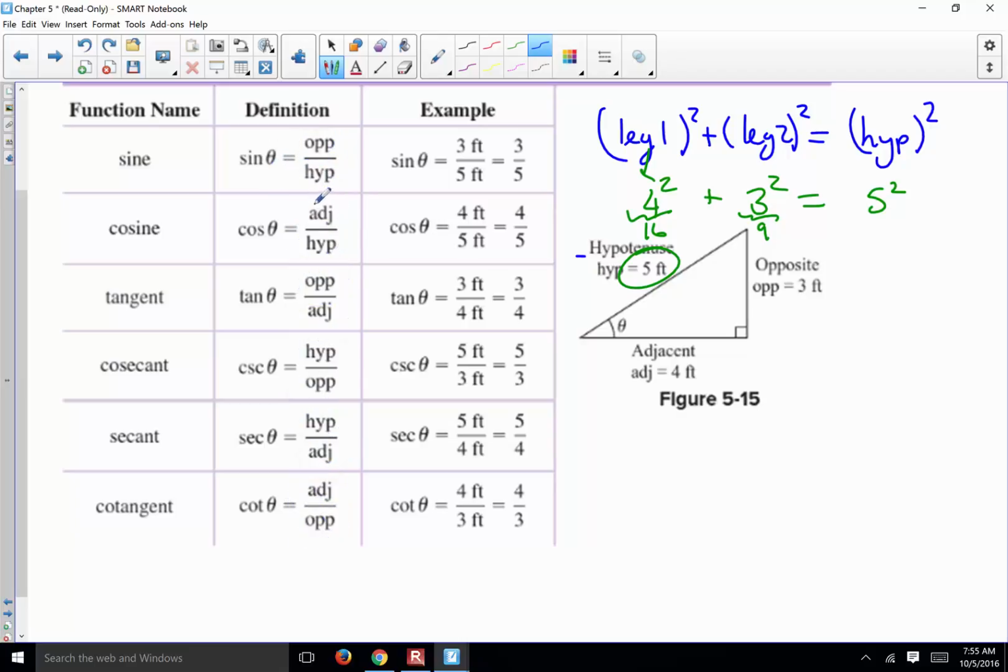I'm just making this up, but yeah, sine function is nothing but opposite over hypotenuse. Unfortunately, you have to memorize all this. Probably you know the majority of these already, right?